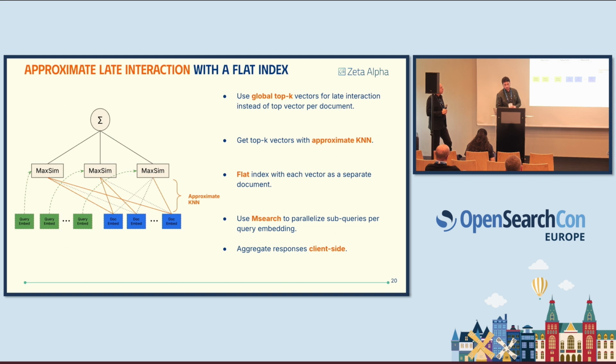And a key point is you use msearch to parallelize your queries, because you have to do many queries per query token. So those subqueries need to be parallelized. And then you aggregate the responses client side.